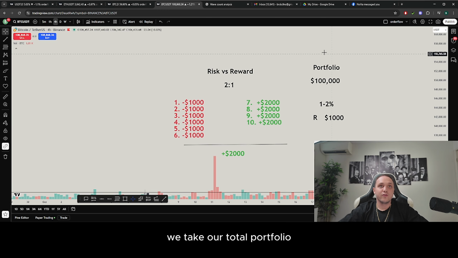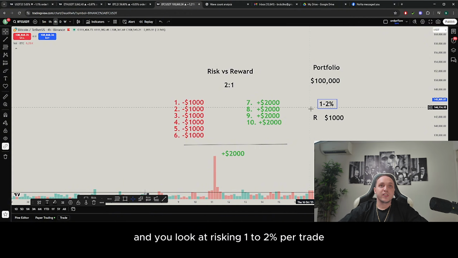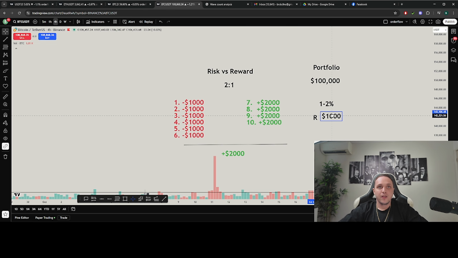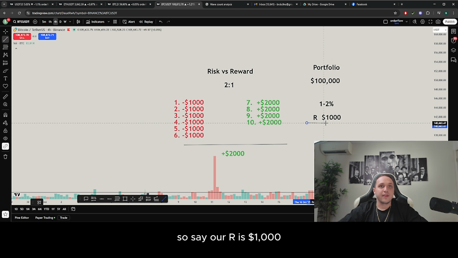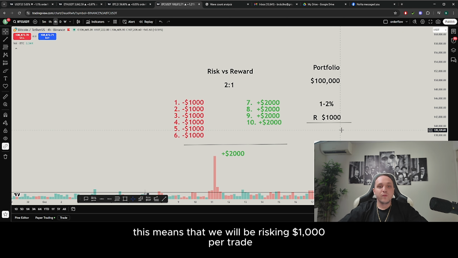We take our total portfolio, say you're starting with 100,000, and you look at risking 1 to 2% per trade. So this gives us the calculation for our R: our total portfolio times 1 to 2%. So say our R is $1,000. This means that we will be risking $1,000 per trade.